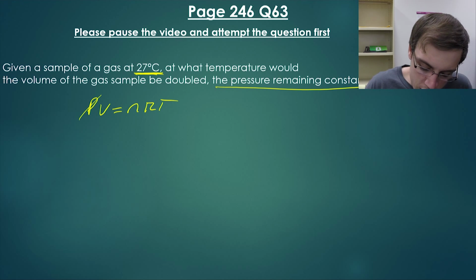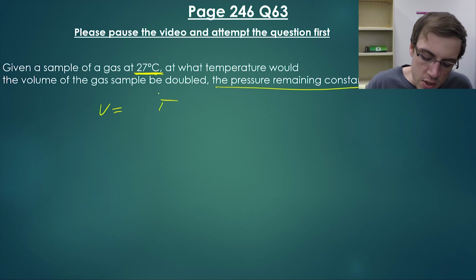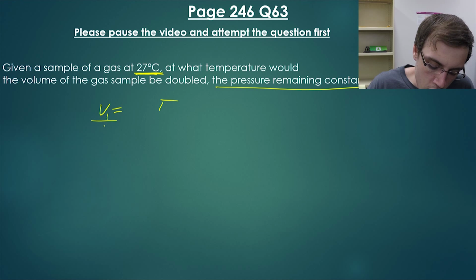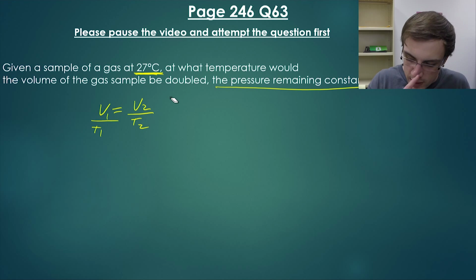So we don't want pressure. We don't need moles, and we don't need our constant. So I'm just going to erase those. So we have V and T. I'm going to move everything to the left, which means that we're going to have V1 over T1 is equal to V2 over T2. So this is the equation that we're going to be using.